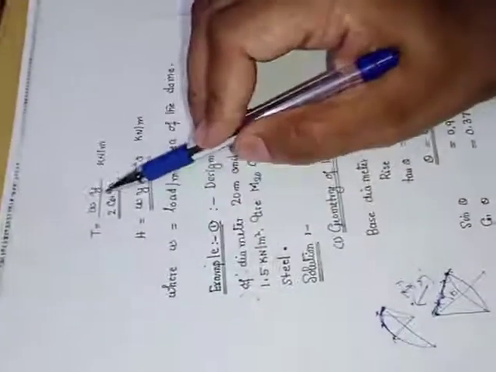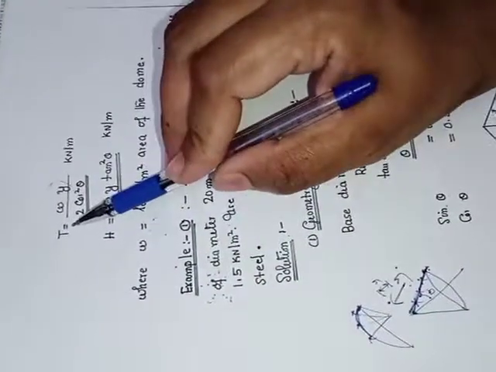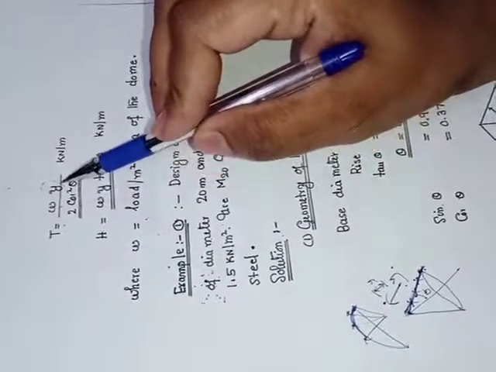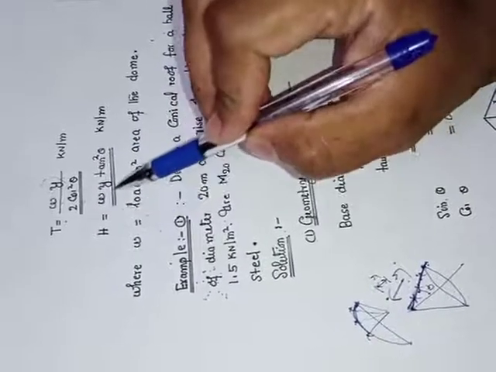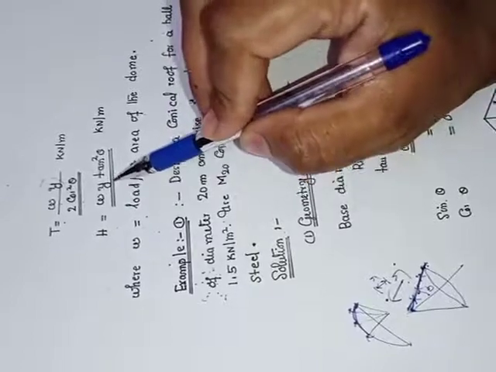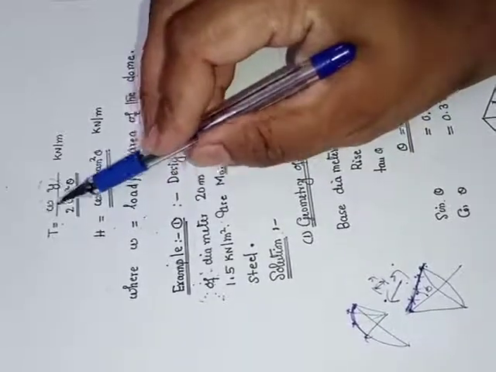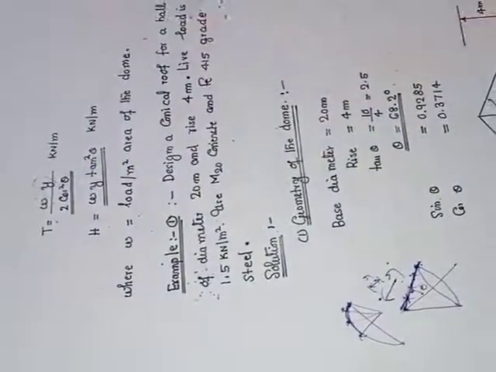So the meridional thrust is given as w into y divided by 2 into cos square theta, and hoop force is given as w y tan square theta. This w is corresponding to UDL.